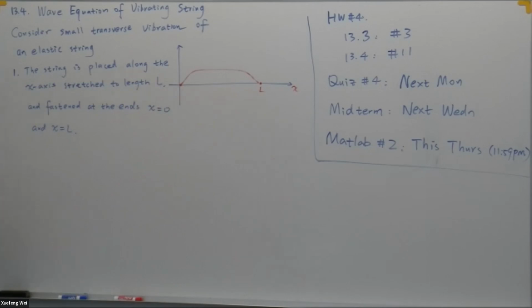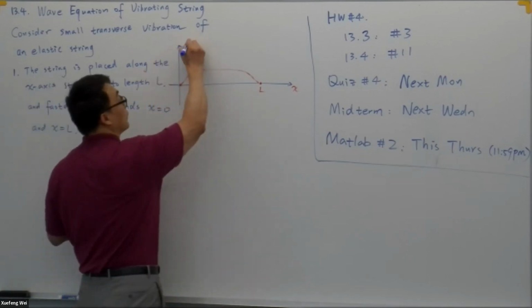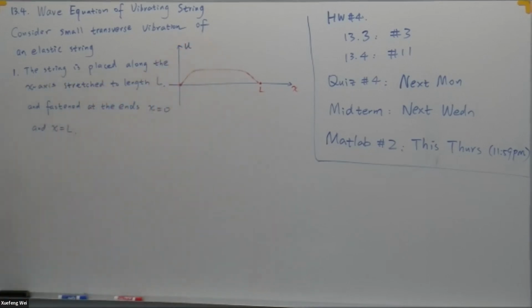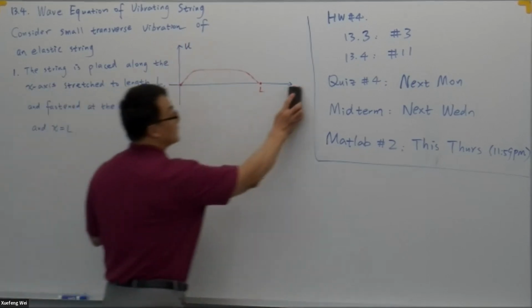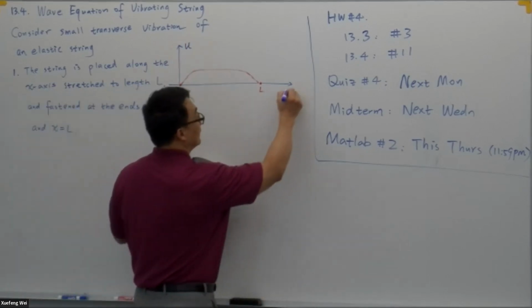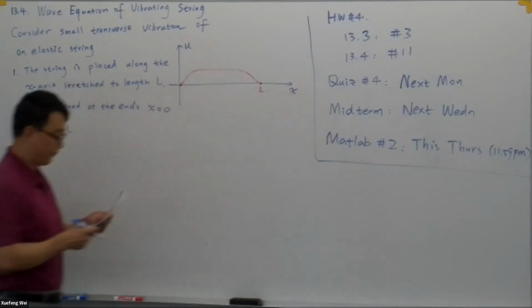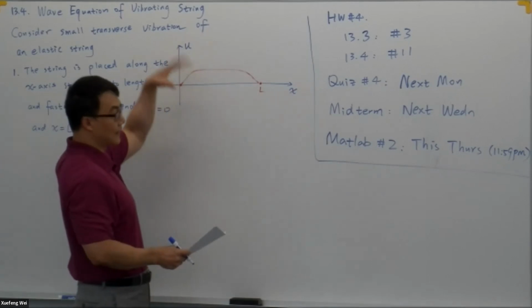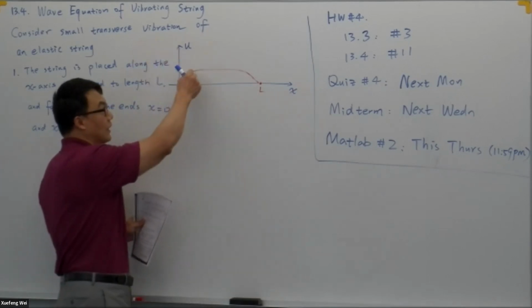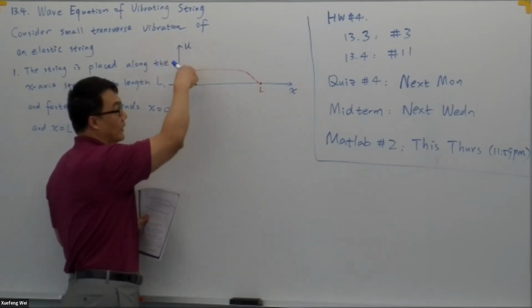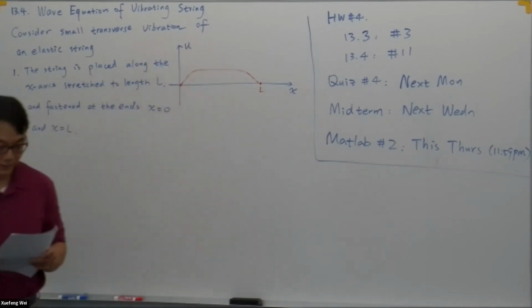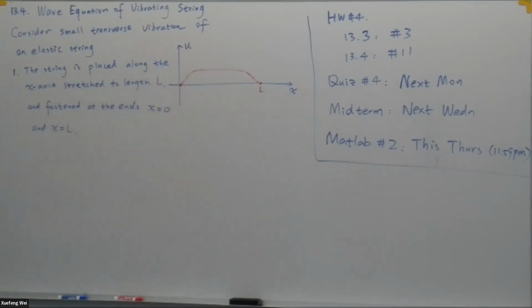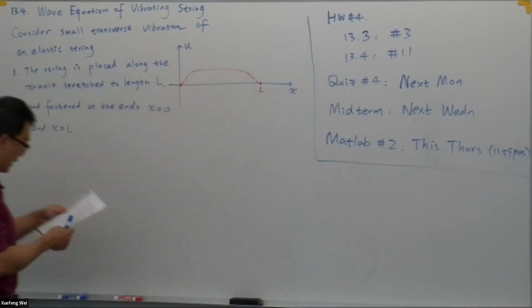And this height we call u. u is the height. X is the length. u is the height of each position of the string. There's a vertical height, or you can say vertical displacement from the zero height.